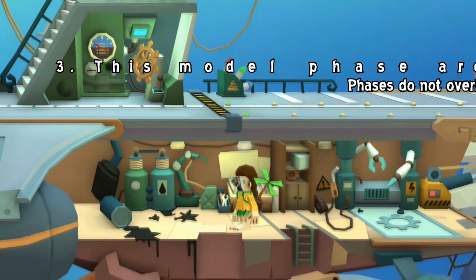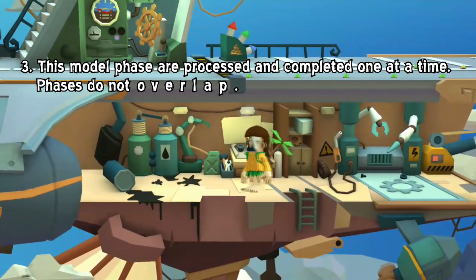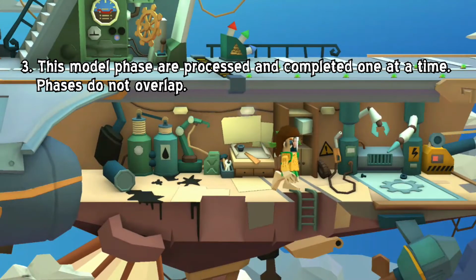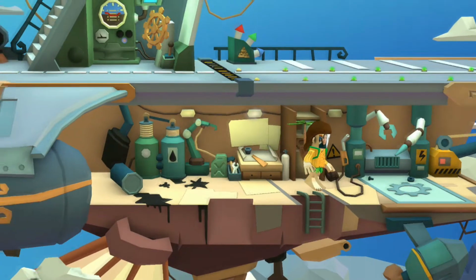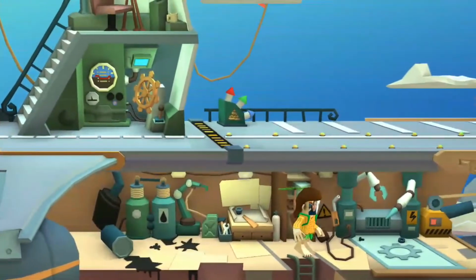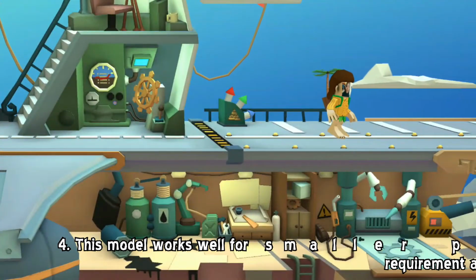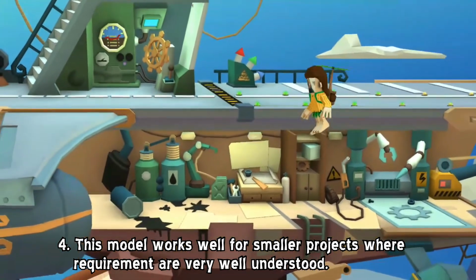The third one is that in this model, phases are processed and completed one at a time, and the phases do not overlap. And the last advantage of the Waterfall Model is that it works well for smaller projects where requirements are very well understood.